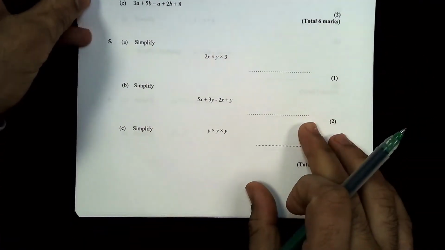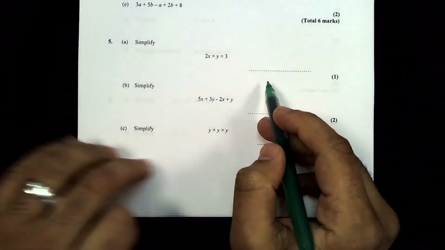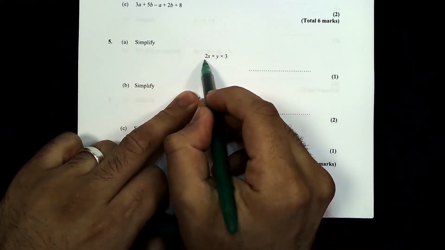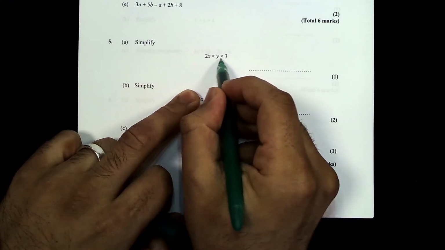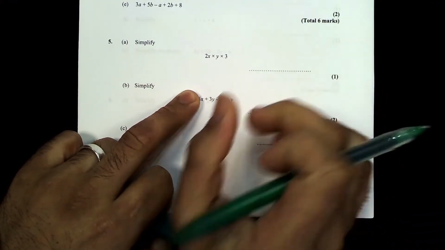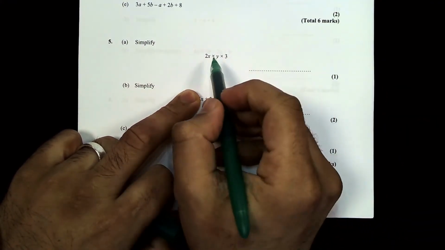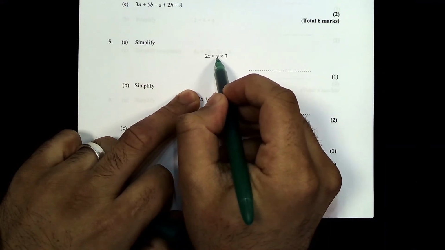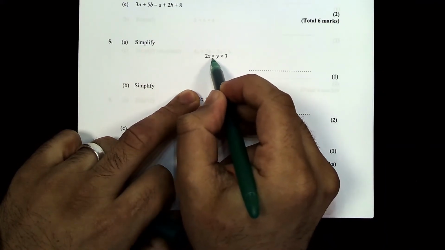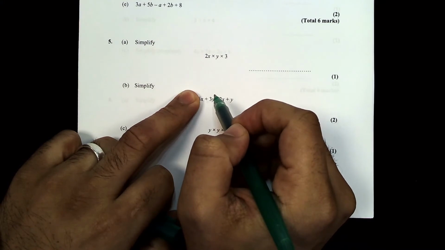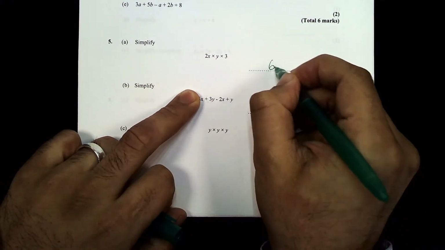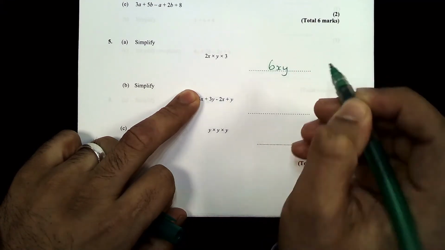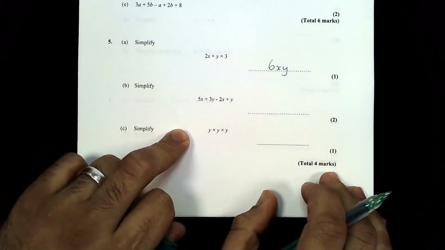So I'm looking at question 5. Question 5a says, 2x times y times 3. Now, again, you're timesing, okay? So we are going to end up with one collected term. X times y, that's just going to be xy. You just write that next to each other. 2 times 3 is 6. So it's 6xy. That's the answer to that question.